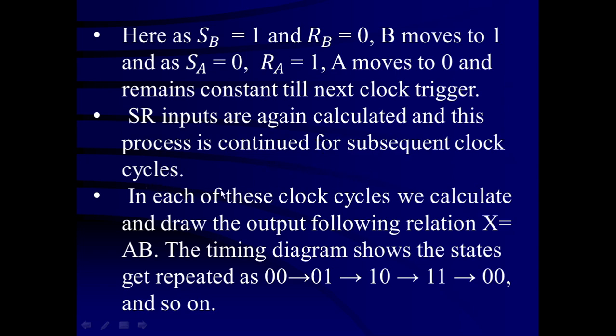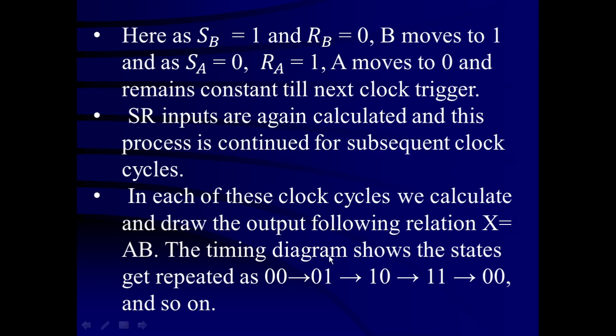So finally, what are we getting? In each of these clock cycles, we calculate and draw the output following relations. That is, X is equal to the product of input A and B. So when A and B both are high, then output X is going to be high. This is going to happen in the timing diagrams.